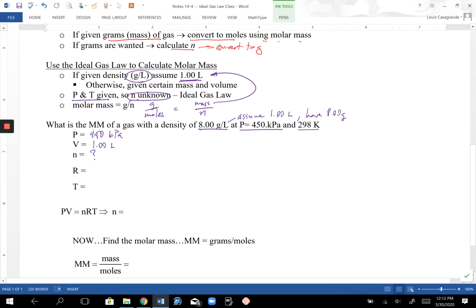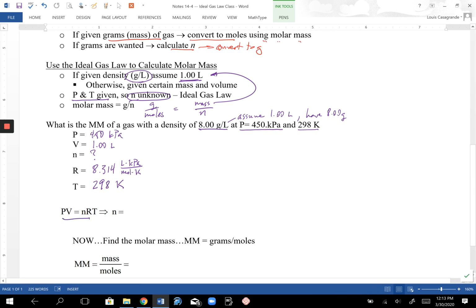R is, since we're in kPa, 8.314 liters times kPa divided by moles times Kelvin. And finally, the temperature, no conversion needed. I gave you Kelvin, 298 Kelvin. By the way, you do have to watch out for volumes that need to be converted from milliliters into liters. Make sure you do that as well on the homework.